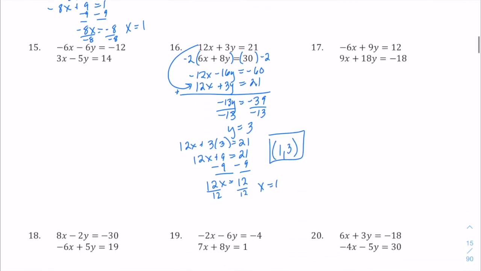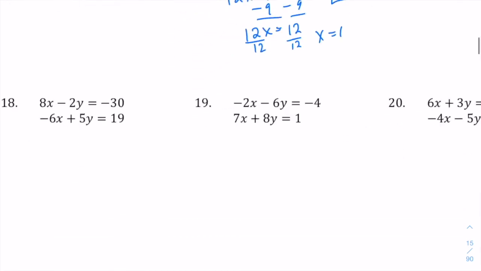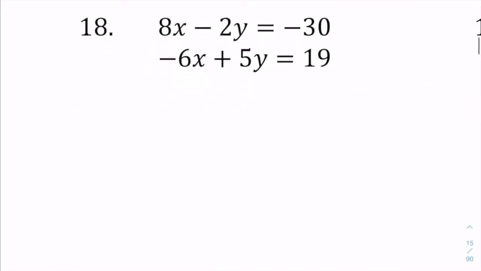Okay, so let's go ahead and look at one more example that's a little bit more tricky. Let's go ahead down and look at number 18. All right, in number 18, if I look at the coefficients, if I look at x's, negative 8 and 6, they're not that happy. If I look at the y's, negative 2 and 5, I don't really see what I could multiply either equation by. Well, that's because I have to multiply both equations by something.